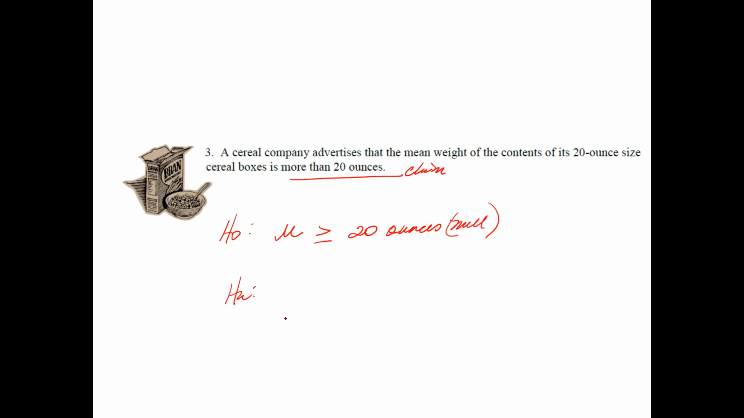Now your alternative hypothesis, there is no equal sign. Has to be opposite of this. It's saying, I think this company is lying because they're saying that they're giving you more cereal for your money, but really kind of skipping the top. And they're giving you less than 20 ounces. And this is your alternative hypothesis.